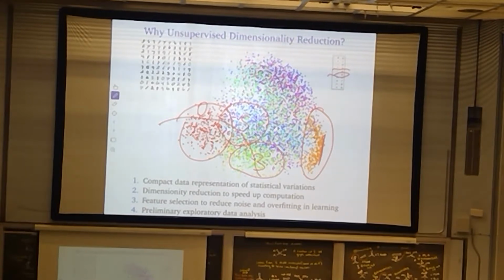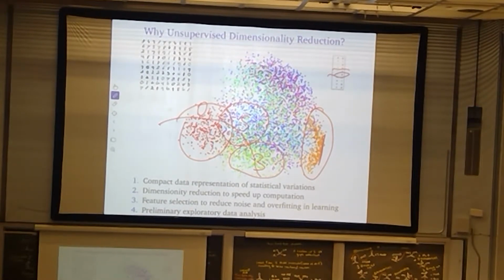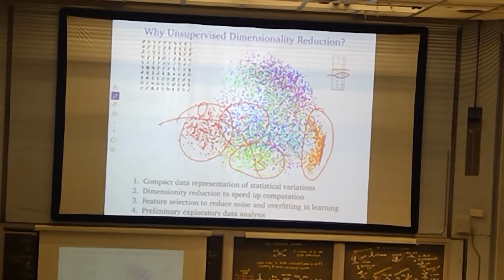The third reason is that we know that adding irrelevant features increases the variance of the model, right, in the bias variance trade-off. Feature selection helps reduce noise and overfitting in learning. If I can achieve the similar performance with much smaller dimensions, my model will have better generalization.